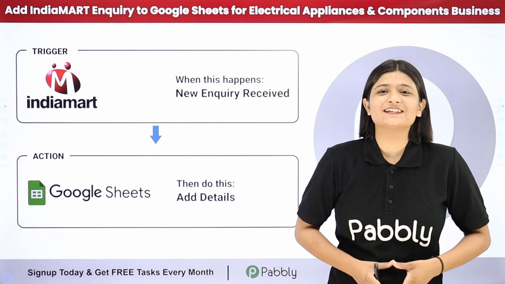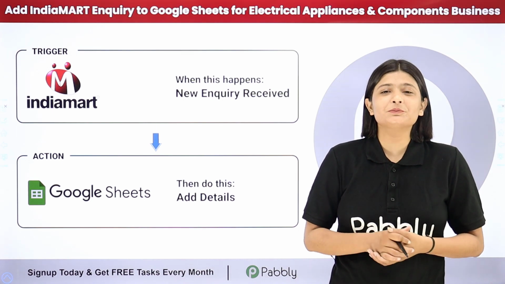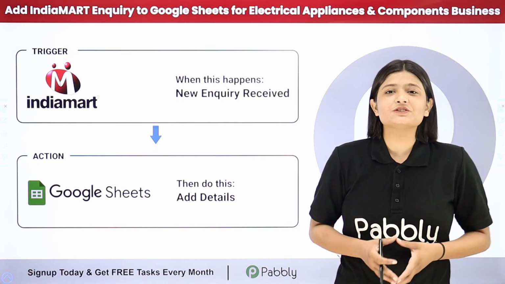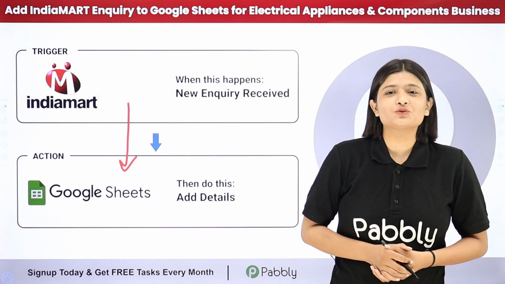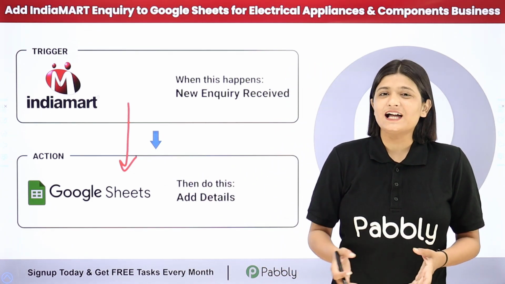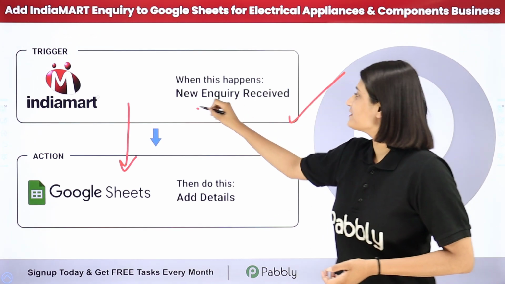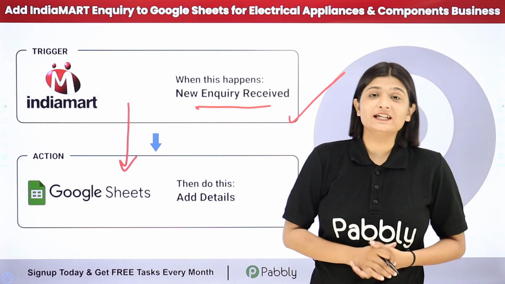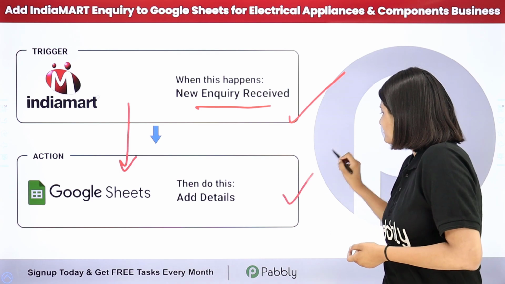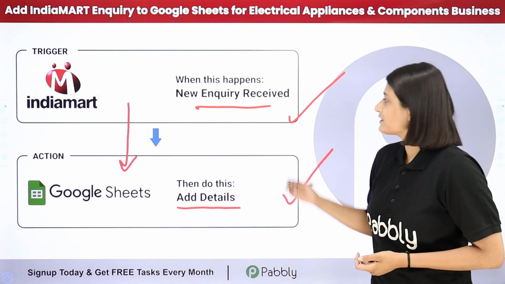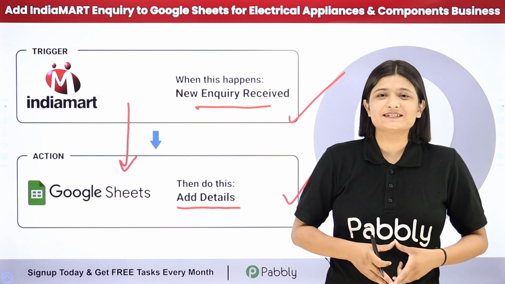So Pabbly Connect is an amazing automation and integration software which requires no coding or programming skills. Here I just need to build a connection between IndiaMART and Google Sheets. Pabbly Connect runs on two principles, which is trigger and action. Here as my trigger application, I will take IndiaMART from where I will receive a new lead inquiry, and then in my action application, I will take Google Sheets where these will be added automatically as soon as the new lead inquiry is received.